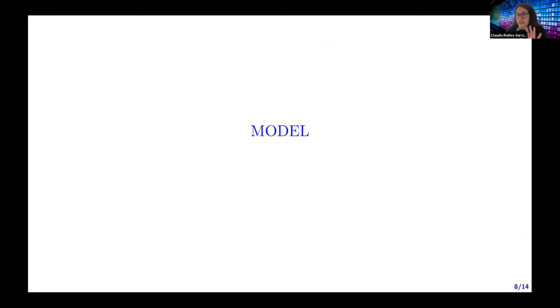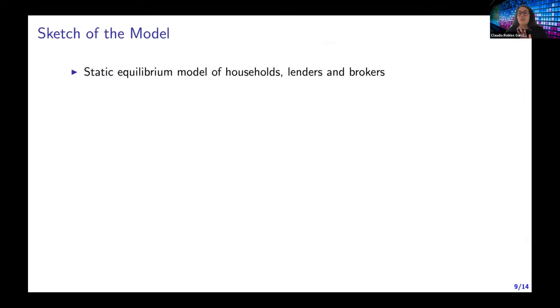So let me give you a sketch of the model. It's going to be a static equilibrium model, so I'm going to shut down all dynamics. And there's going to be effectively three agents: households, banks, and brokers. It's going to be a supply and a demand model. So let me tell you about supply first.